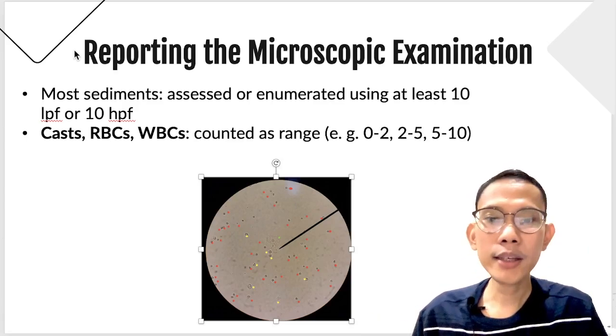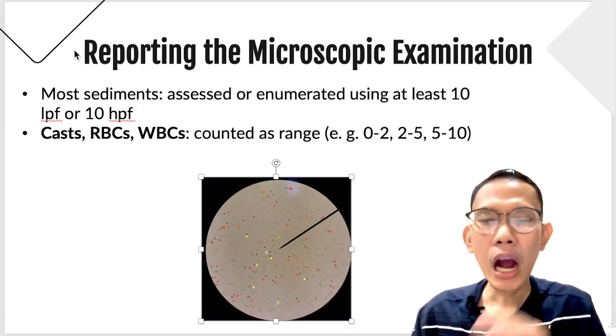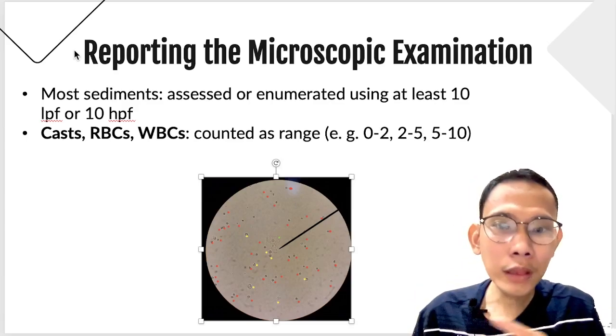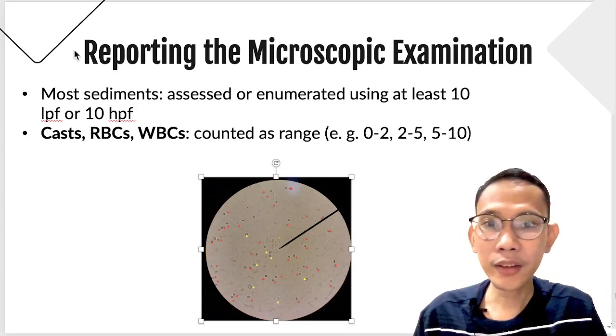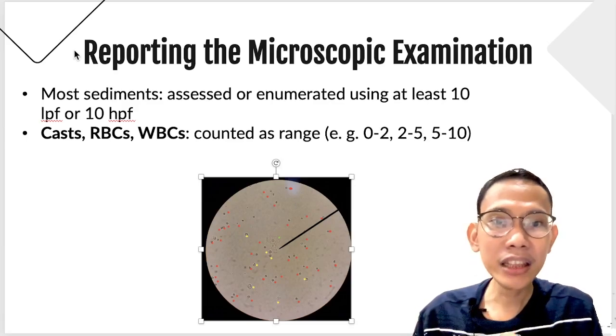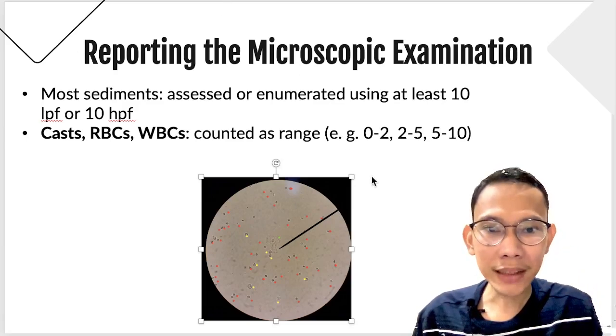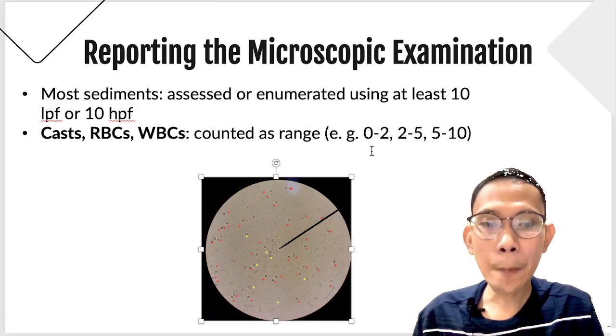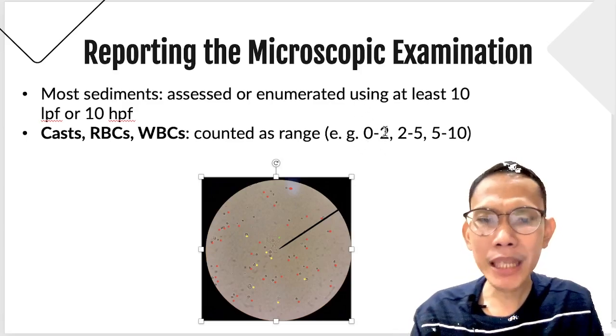So the question is, what will be our range? Are we going to add all the WBC that we counted sa 10 fields? Hindi. Hindi natin siya i-count. I-range natin siya. Yung 0 to 2, for example, dyan, yung 0 dyan is the minimum amount of counted WBC or whatever urinary sediment, pinaka-minimum na count.